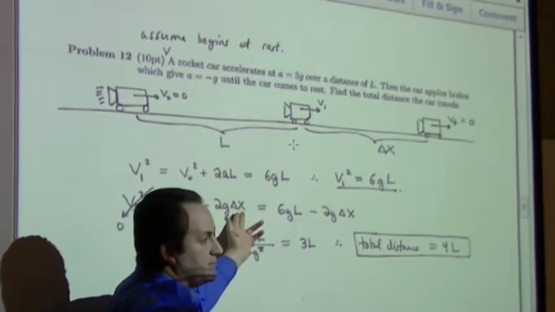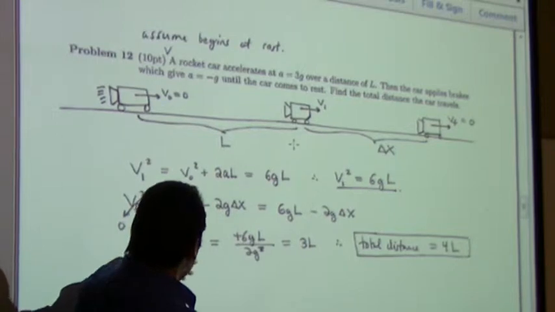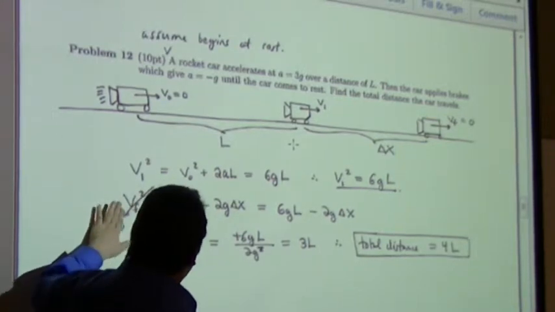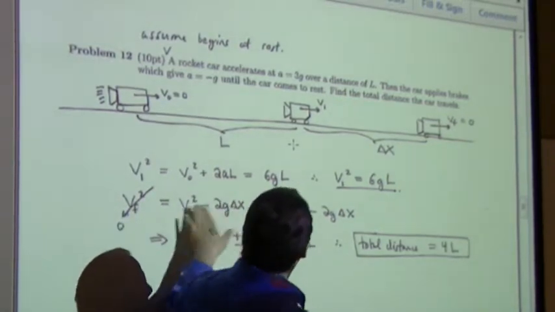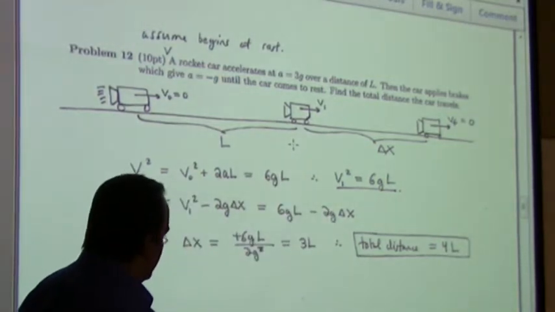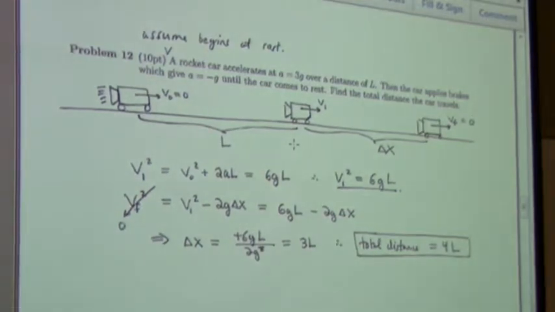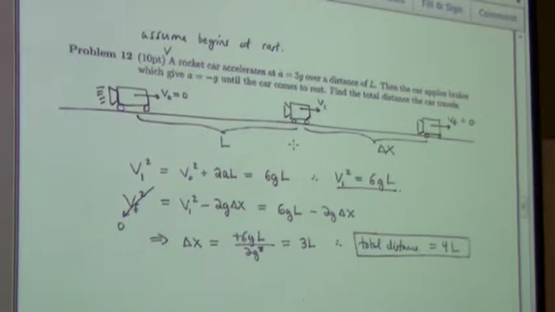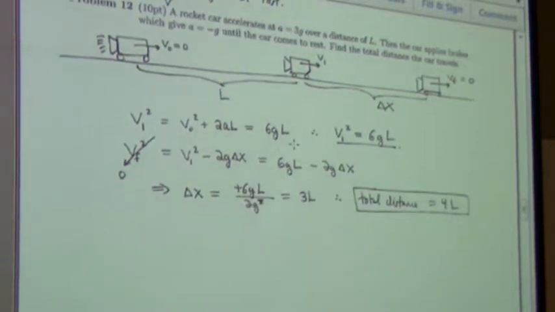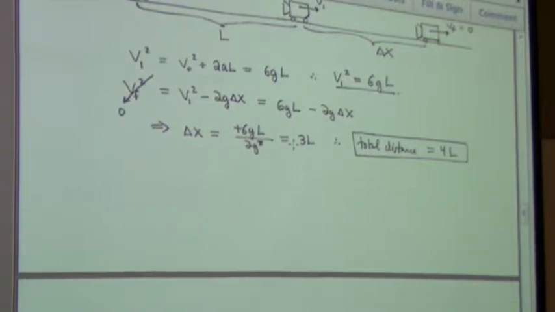Delta x, I don't know. Kind of the point of the problem is what is that distance? But whatever distance it is, you have 0 equal to 6gl, which I know from there, minus 2g delta x, and a little bit of algebra later, you figure out that delta x is 3l, so l plus 3l gets you the total distance, 4 times the length l. Es bueno? Alright.